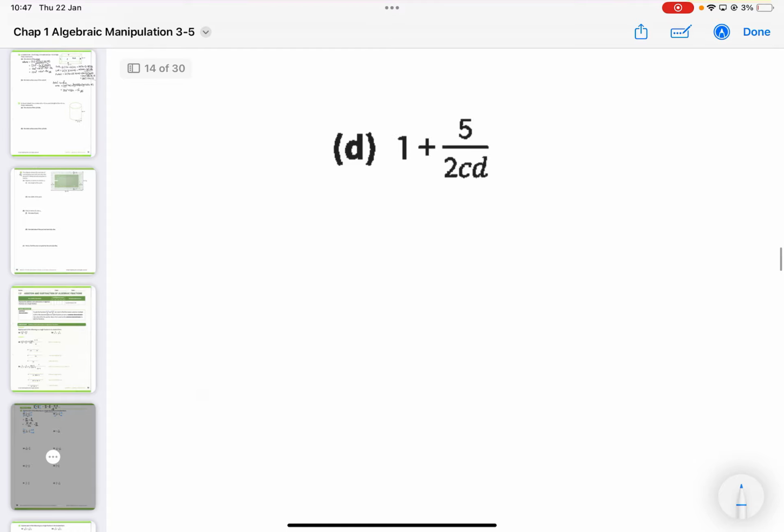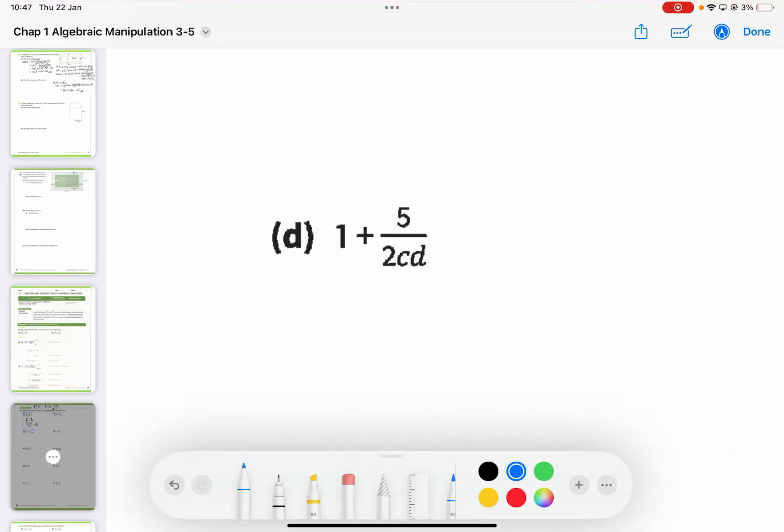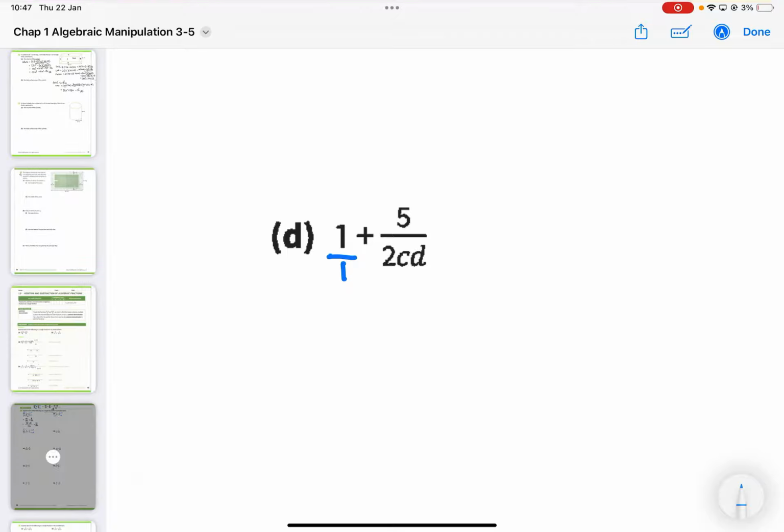This one. Primary school also learned before. 1 is the same as 1 over 1. Anything also, 2 over 1 is 2. 3 over 1 is 3. So we add a denominator ourselves. Then after that, we make them the same.